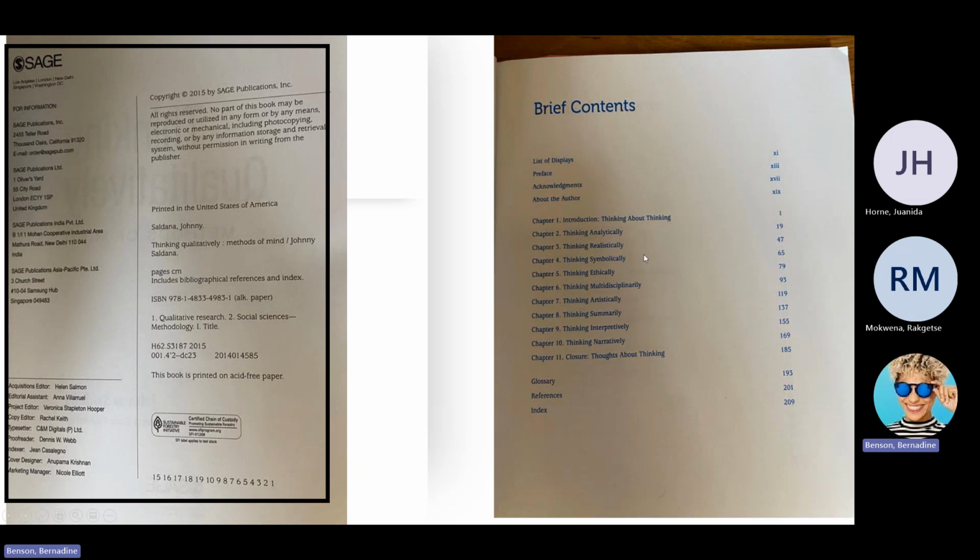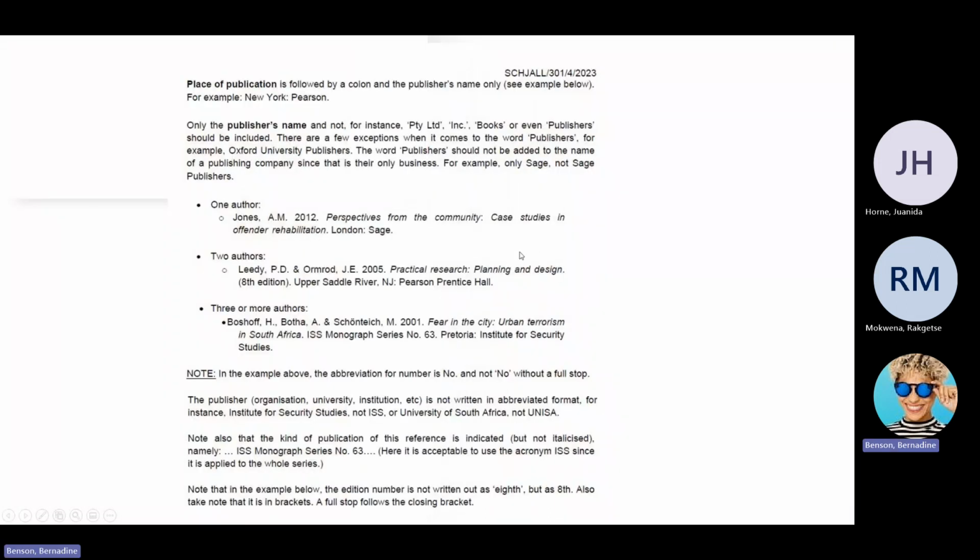On the right-hand side, you can see there's the table of contents, and each chapter has the same author. So let's say you are looking at chapter 5, you will then reference the page numbers out of chapter 5, and that is how you do a one author book.